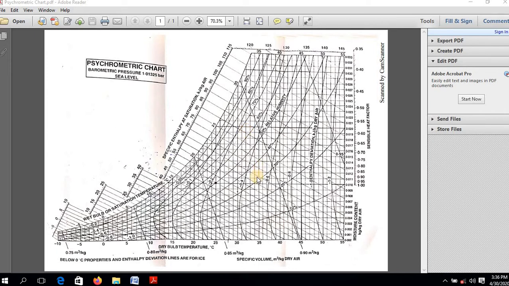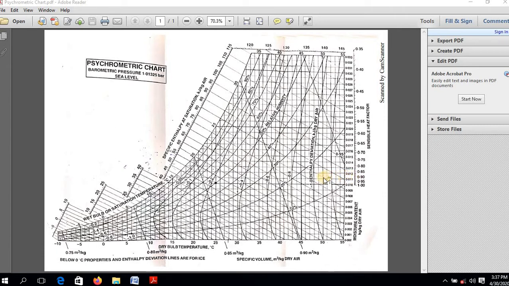Let us say, for example, 30 degrees Celsius dry bulb temperature and 21 degrees Celsius wet bulb temperature. Take the 30 degrees Celsius dry bulb line upward, along with the 21 degrees Celsius wet bulb line. Both will intersect here. And what is the value of moisture content, W? Along this horizontal line, move toward the right side, and the value of W is equal to 0.012 kg per kg of dry air. So you can find the value of W like this.